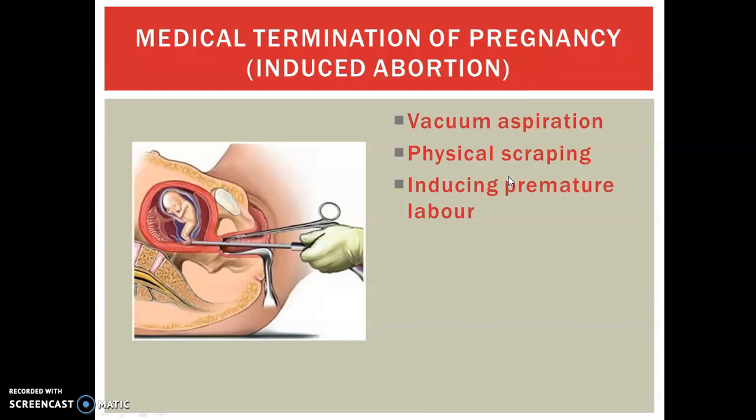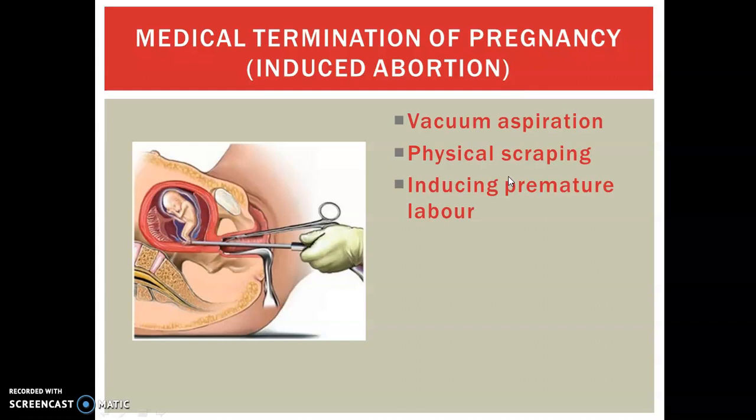In the first 12 weeks of pregnancy, abortion can be performed surgically by vacuum aspiration. That is, the cervix of the female is dilated and a vacuum aspirator is applied, so all the contents of the uterus are drawn outside through the aspirator tube.